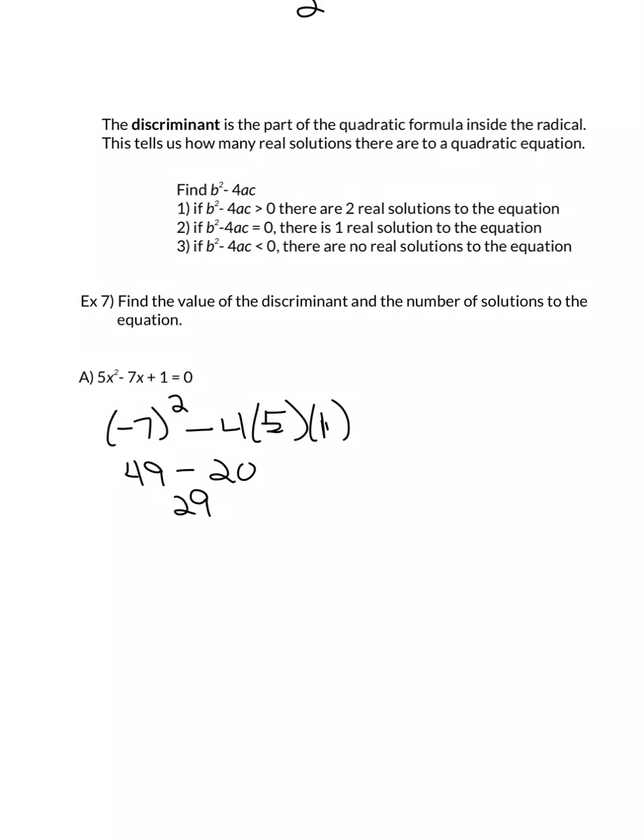The second question says, find the number of solutions to the equation. Because this 29 is positive, then we know that there are 2 real solutions.